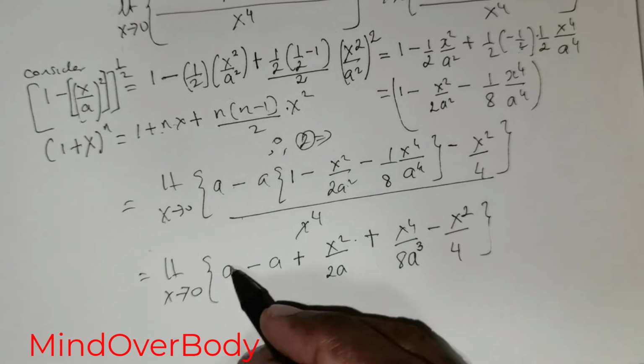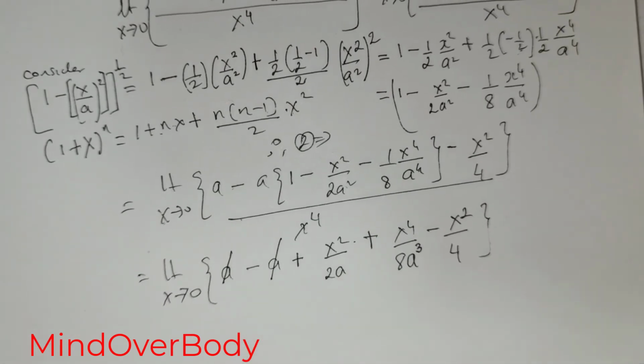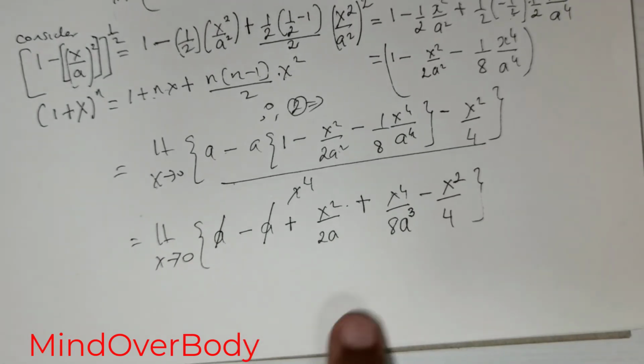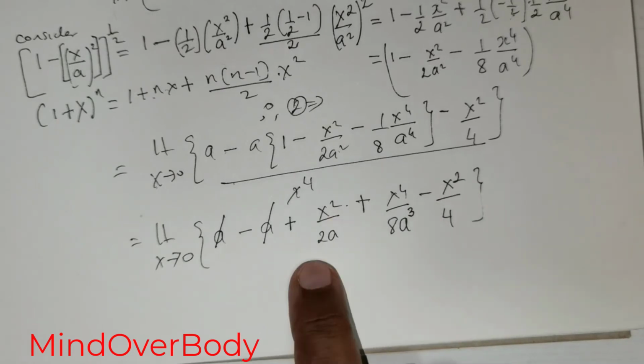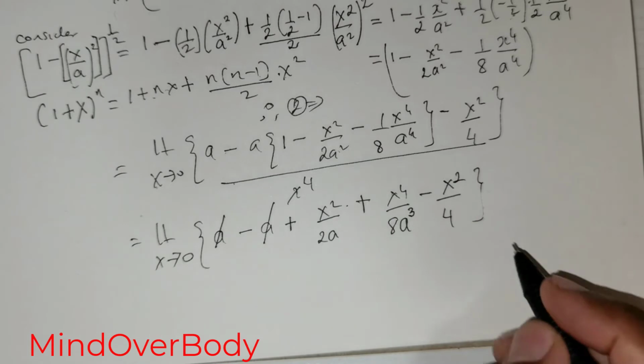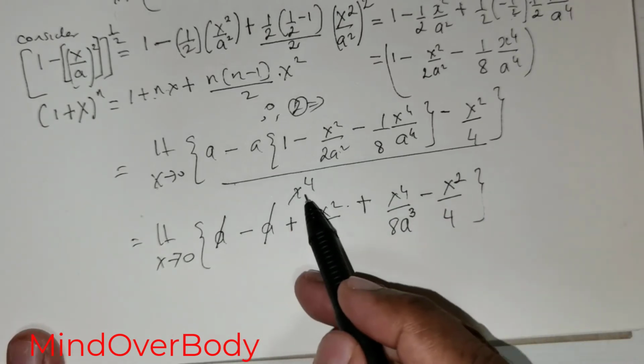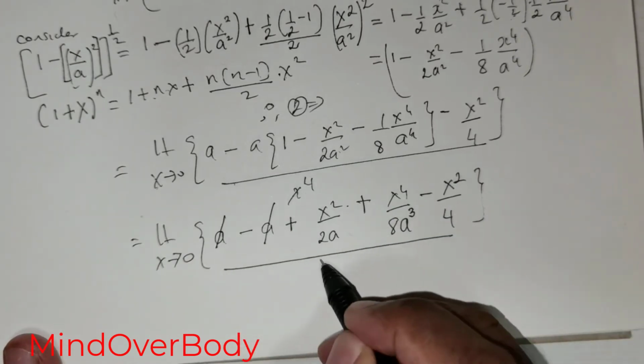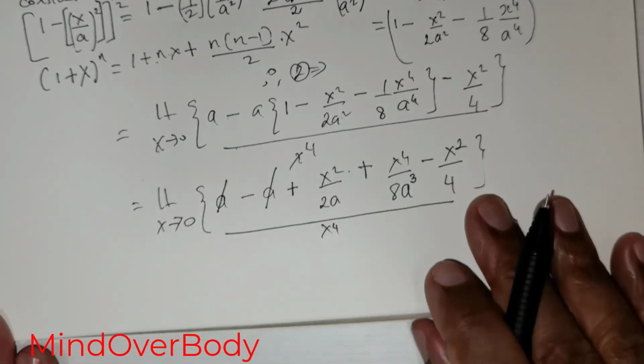So this is what we got. Positive a, negative a gets cancelled. So now I got x squared over 2a and x squared over 4. So we can club these two things together. Of course, there is an x to the power of 4 term there, so let me just place that x to the power of 4 term there.